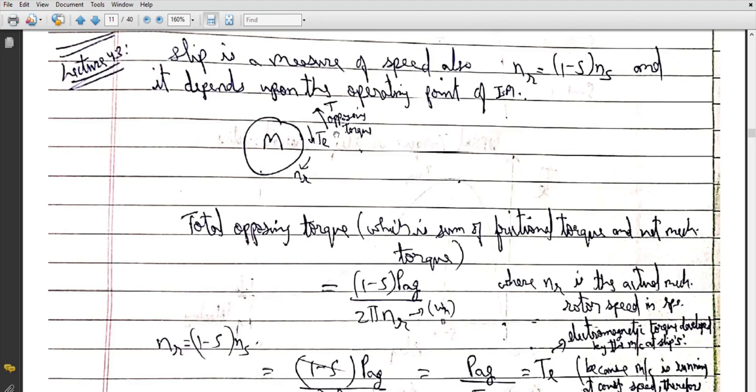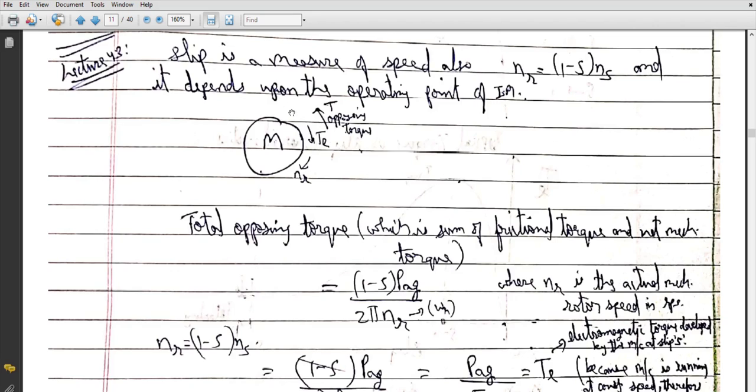Are you getting my point? What am I saying? Kindly listen to this very carefully, because this is very important. Your electromagnetic torque is developed in the clockwise direction, and your opposing torque, that is your frictional torque plus your load torque, is providing force in the opposite, anti-clockwise direction. So if your electromagnetic torque is greater than this opposing torque, then the motor will rotate in the clockwise direction. If the opposing torque is greater, then the rotor will rotate in the anti-clockwise direction.